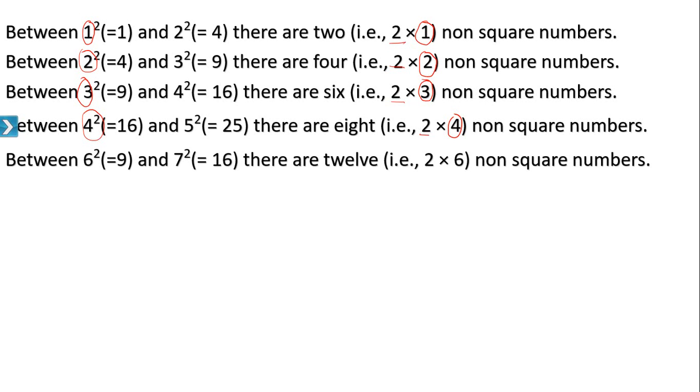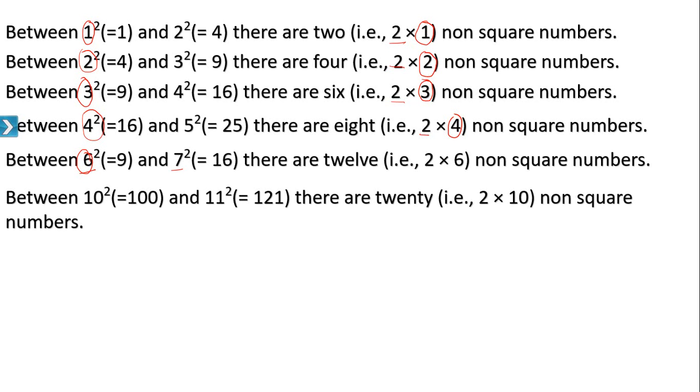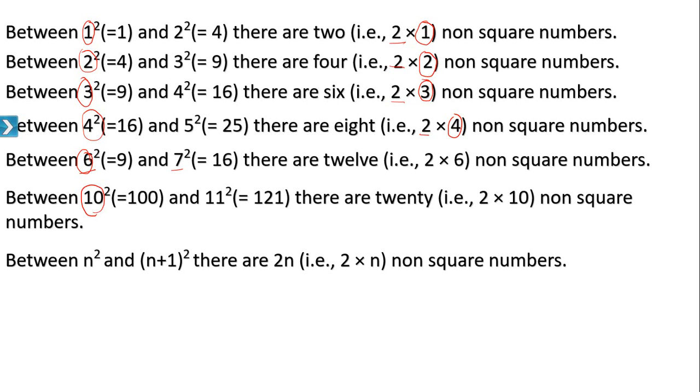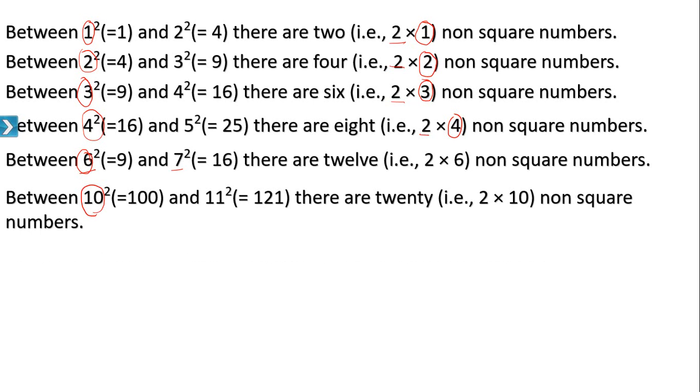Now see here, between 6 square and 7 square there are 12, because 2 into 6, that is 12 non-square numbers. Between 10 square and 11 square there are 2 into 10, that is 20 non-square numbers. Without counting we can say how many non-square numbers there are between two square numbers.